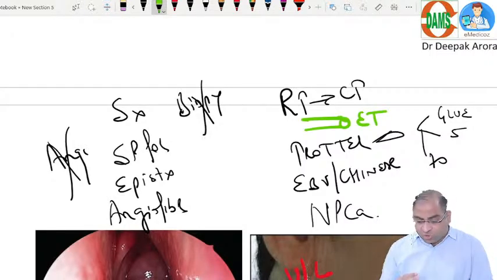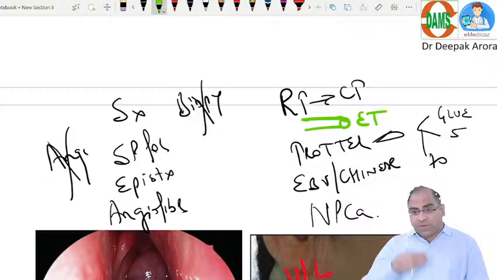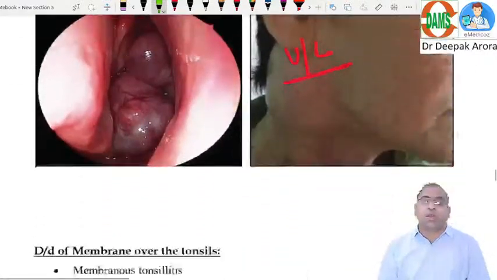Clear? A very strong message I want to give you on this platform: this speed will give you success in the upcoming examination. Clear?